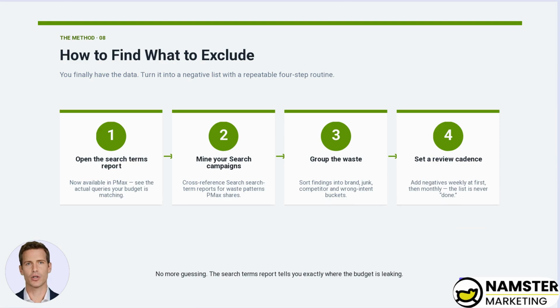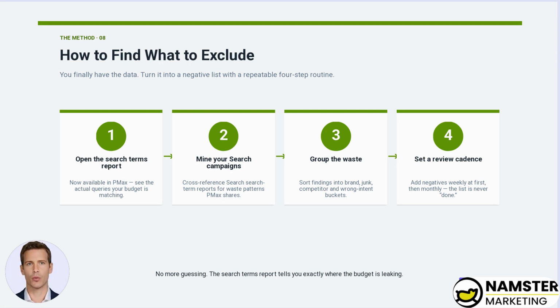How do you find what to exclude? You finally have the data, and you should turn it into a negative list using a repeatable 4-step routine. Step 1. Open the search terms report now available in PMax to see the actual queries your budget is matching. Step 2. Mine your existing manual search campaigns. Cross-reference those reports to find waste patterns that PMax is likely sharing.